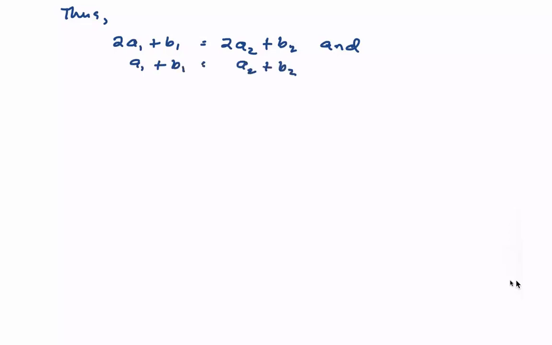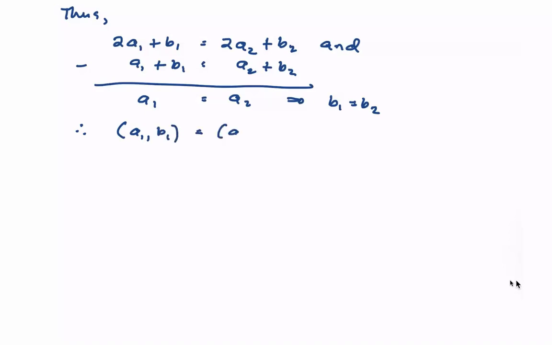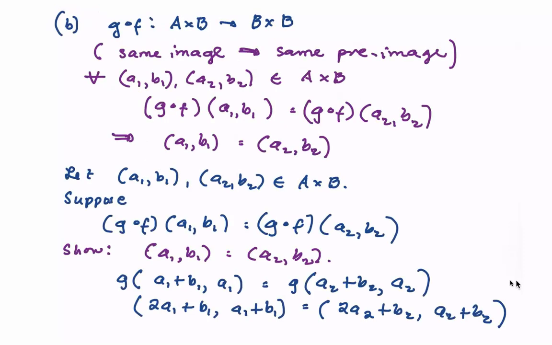component-wise. So thus, 2A1 plus B1 is equal to 2A2 plus B2 and A1 plus B1 is equal to A2 plus B2. Now, note that if we subtract, what do we get? We get that A1 is equal to A2. And so, again, when we substitute it here, we also get that B1 is also equal to B2. So, therefore, (A1, B1) is equal to (A2, B2). So, thus, our G circle F is injective.